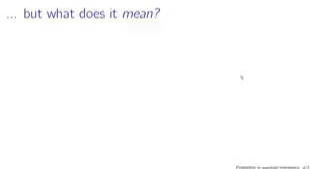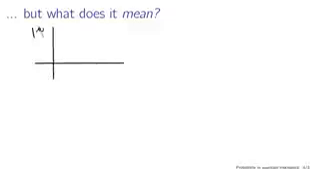Now, what does that actually mean? And that's a bit of a complicated question. It's very difficult to answer. Suppose I have a wave function, which I'm just going to write as the plot of the squared magnitude of psi. Suppose it looks something like this.